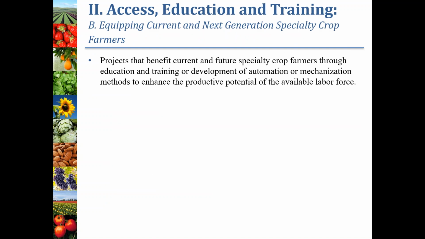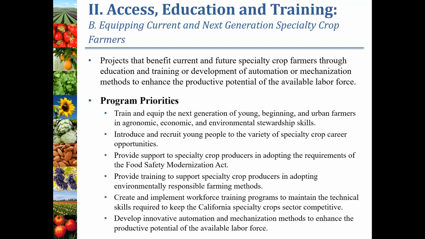Access, Education, and Training Category B is equipping current and next generation specialty crop farmers. Projects here should benefit current and future specialty crop farmers through education and training or development of automation or mechanization methods to enhance the productive potential of the available labor force. There are 6 program priorities in this category.